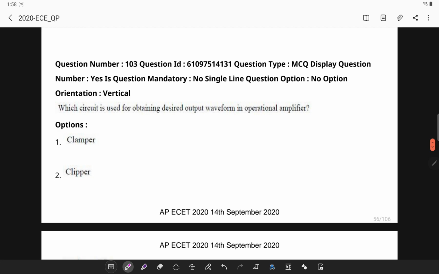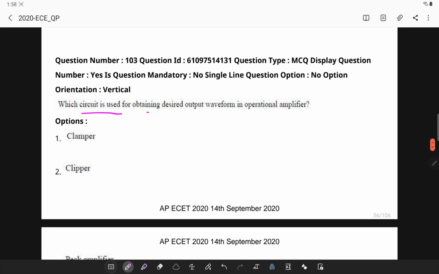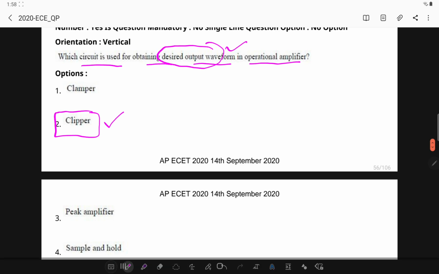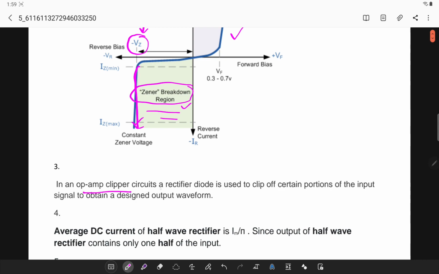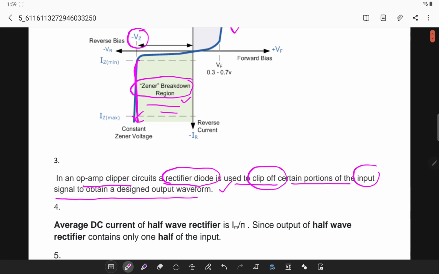Now let's get back to the third question. Which circuit is used for obtaining desired output waveform in an operational amplifier? If you remember the concept of clipper, these circuits are used to get the particular output waveform in an operational amplifier. Even if you see the explanation, in an op-amp amplifier circuit, a rectifier diode is used to clip off certain portions of input signal to obtain the desired output waveform.